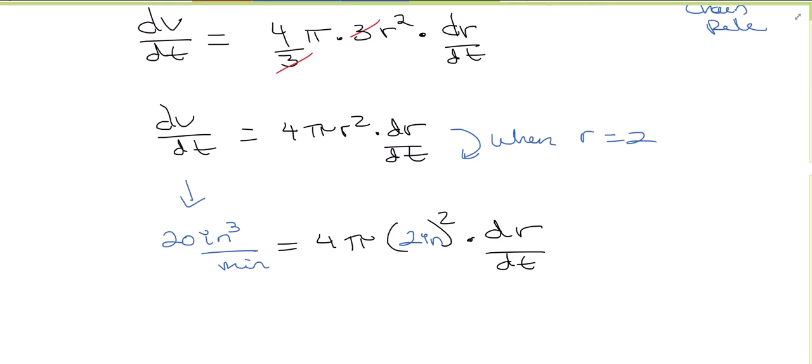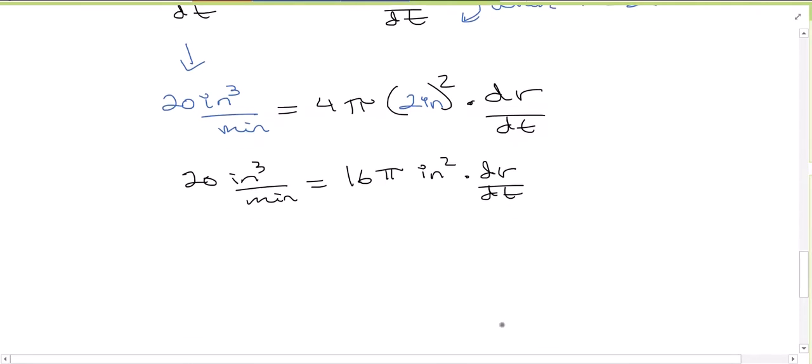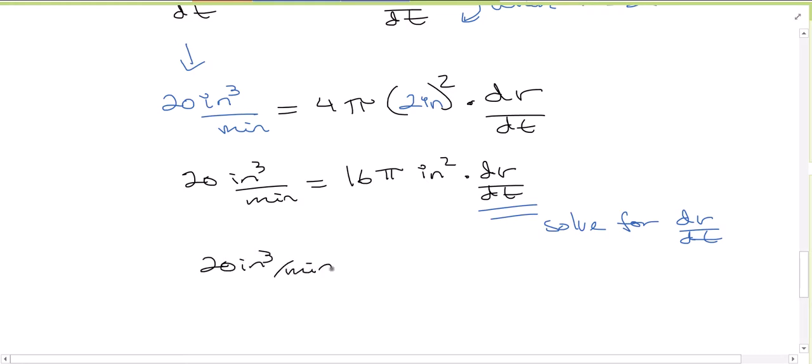So let's figure this out. So I'm going to have 20 inches cubed per minute equals, what's this? 2 squared is 4 times 4. So it's going to be 16 pi inches squared times dr/dt. And our goal is to solve for dr/dt. So divide everything by 16 pi inches squared. So I'm going to have 20 inches cubed per minute divided by 16 pi square inches equals dr/dt.